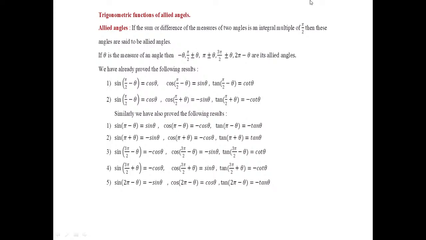Tomorrow? Okay. Now our lecture is not tomorrow. The lecture is in the next week. So in the next week we will see the trigonometric functions of allied angles.